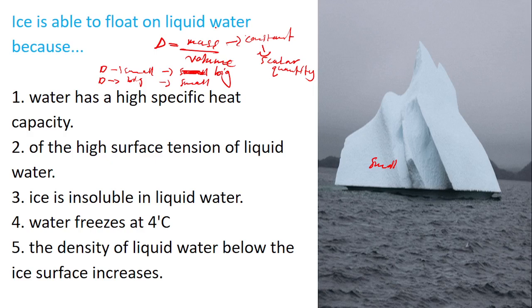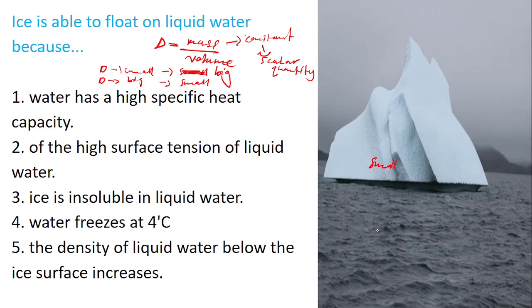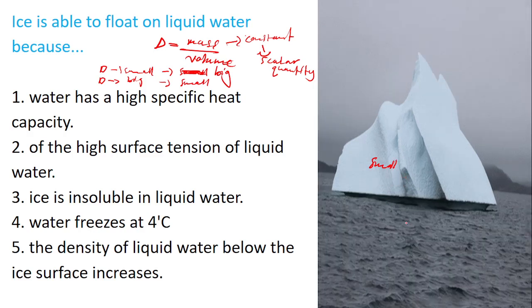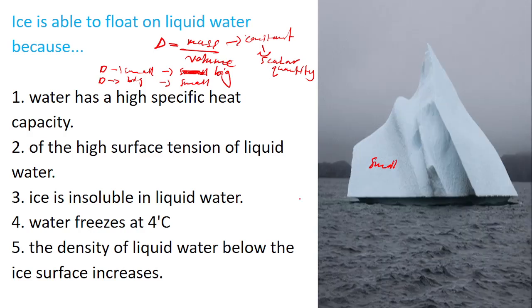So the density of liquid water below this ice surface increases. Once the water molecules become liquid, the density normally increases. The reason the density normally increases is the decrease in the volume. The decrease in the volume is what leads this liquid water to be denser than the ice. So with that in mind, we can move on.